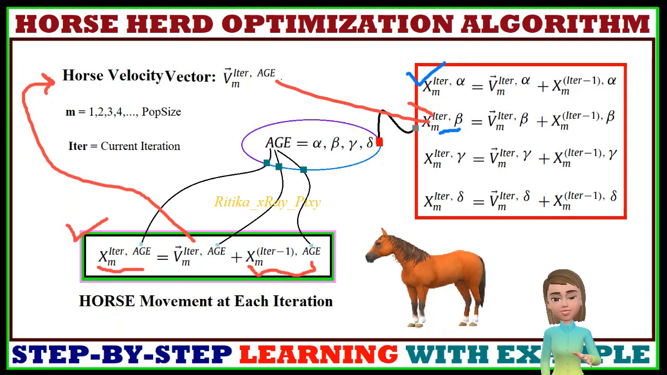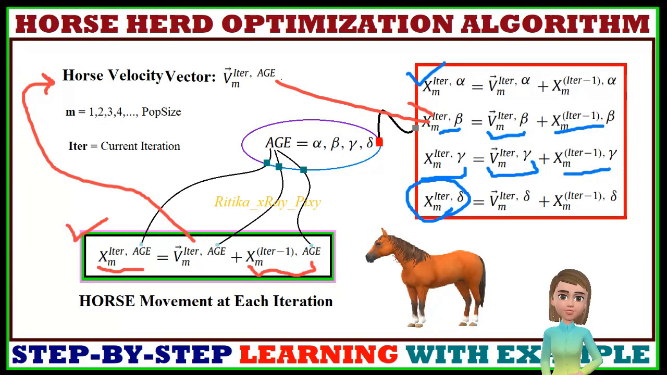Next, for the beta horse, this is the velocity vector for the beta horse, and this is the beta horse previous position. And next for the gamma horse, that is the velocity vector, and this is the horse previous position. And this is the delta horse new position, that is the velocity vector for the delta horse and the previous position for the delta horse. Here we are adding the velocity to the previous position.